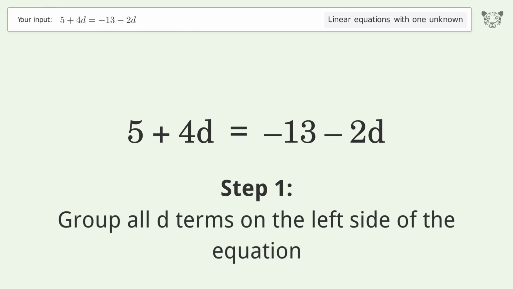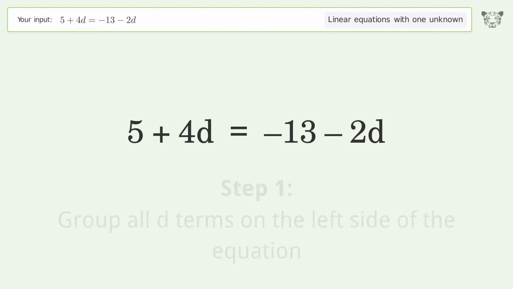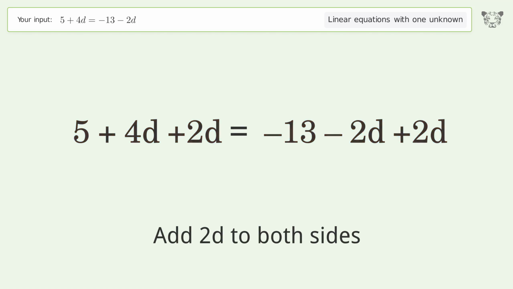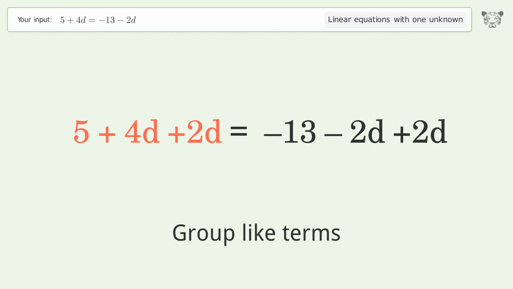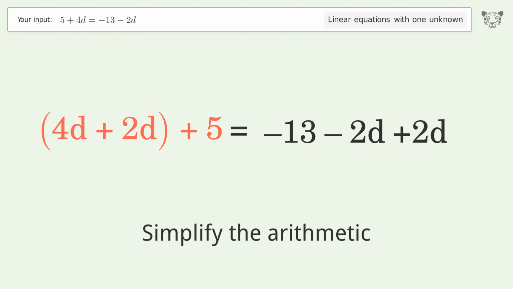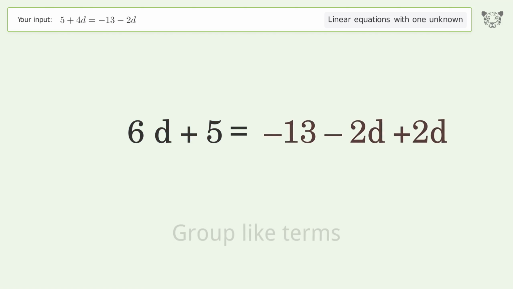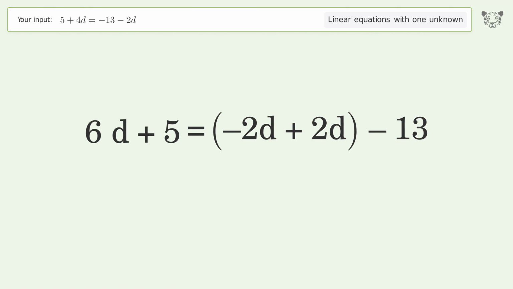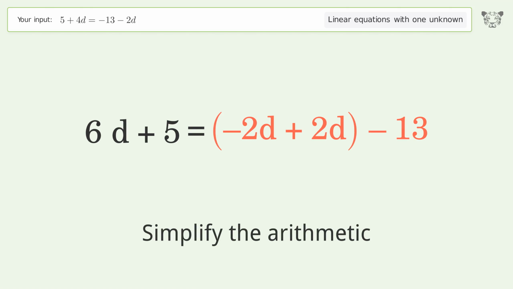Group all d terms on the left side of the equation. Add 2d to both sides. Group like terms. Simplify the arithmetic. Group like terms. Simplify the arithmetic.